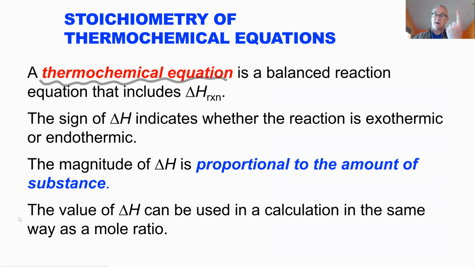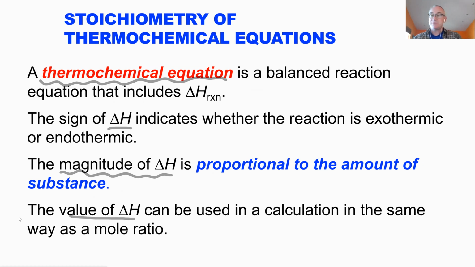We're used to balancing reaction equations. We balance the atoms on one side and the atoms on the other side. We balance the mass on one side and the mass on the other side. Well, now we're going to be balancing energy too. So the sign indicates whether energy goes in or energy comes out in the form of heat. And the magnitude of it is proportional to how much stuff there was. If I burn a liter of gasoline, or if I burn 10 liters of gasoline, I'm going to release 10 times the amount of heat. It's proportional to the number of moles of product and reactant.